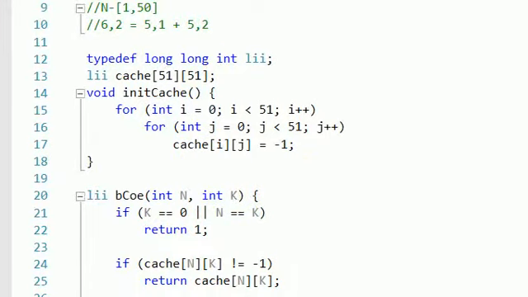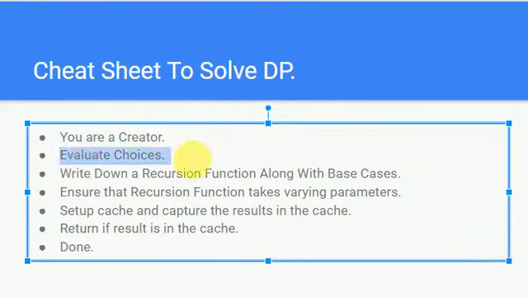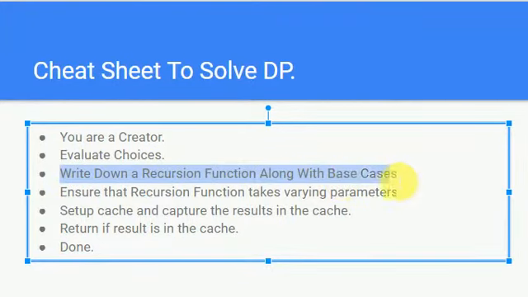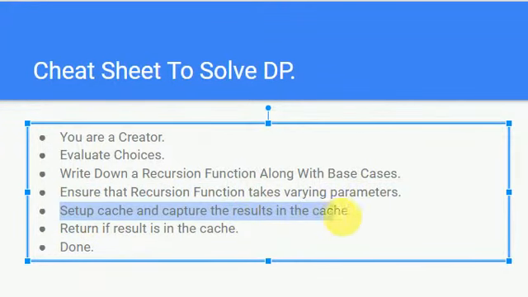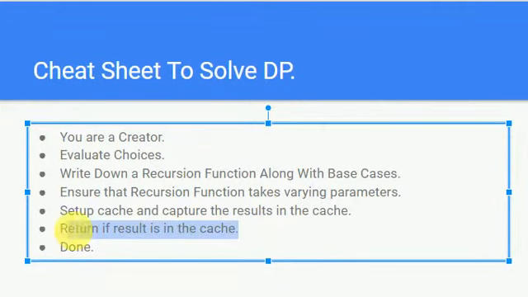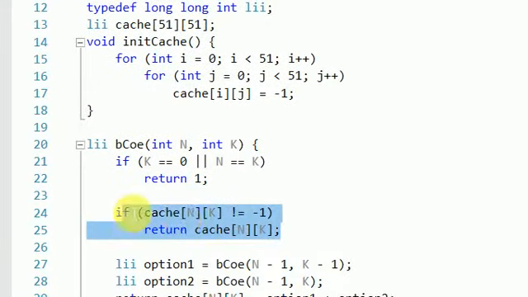Did we follow these rules now? We evaluated the choices. There are two choices, n minus 1 comma k minus 1 and n minus 1 comma k, and we have written the recursive function with base cases. Yes, and in the recursive function only the varying parameters are kept. Yes, and we set up the cache and capture the results into the cache. And the last one, if the result is in the cache, we are done, we return it. These steps are followed.